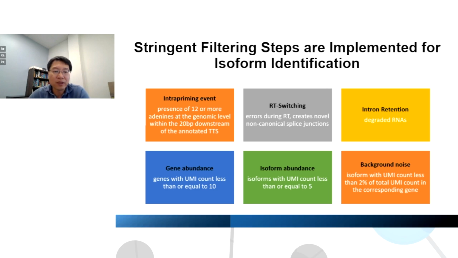So we want UMI counts less than or equal to 10 removed, and each isoform needs to have at least 5 or more UMIs identified. And also, this is actually a big removal, if the isoform is less than 2% of the overall abundance for that gene, then that is also removed. So given the criteria we're using, I would say the number of isoforms identified is probably an underestimate, particularly for rare ones.